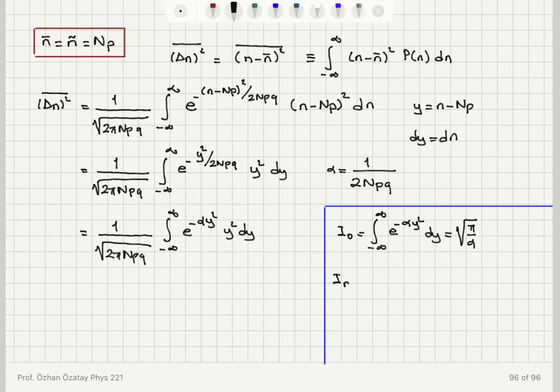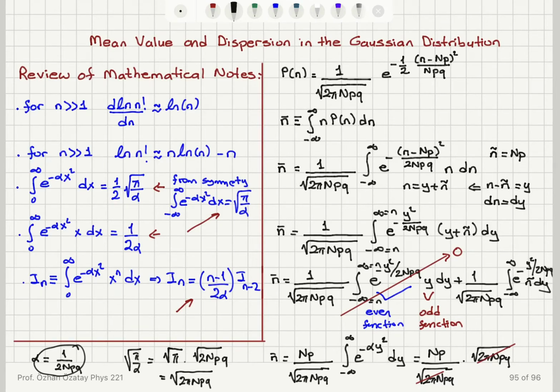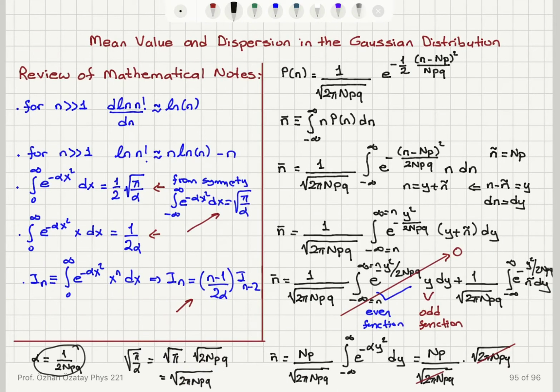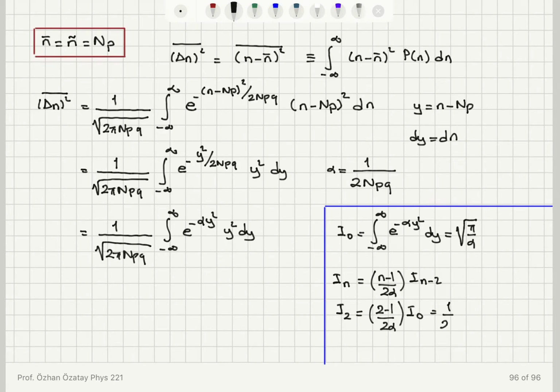Then I know the following. The integral with an x to the n term is n minus 1 over 2 alpha times the integral with n minus 2. So what I need here is I2. It is 2 minus 1 over 2 alpha, I0. So this is going to be equal to 1 over 2 alpha multiplied by I0, that is square root pi over alpha. So this is going to give me square root pi over 2 alpha to the power minus 3 over 2. So that's the result of this integral.